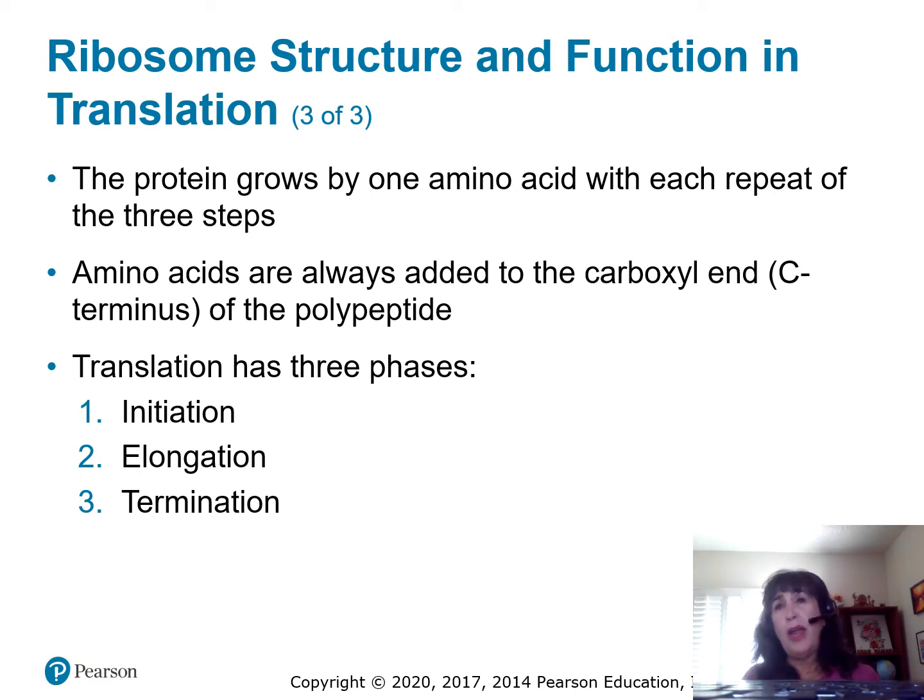So just like transcription, there are 3 stages: initiation, elongation, and termination. So we had initiation, elongation, and termination for transcription, and we'll have the same 3 phases for translation. The protein grows by 1 amino acid with each repeat of the 3 steps. So here we go.